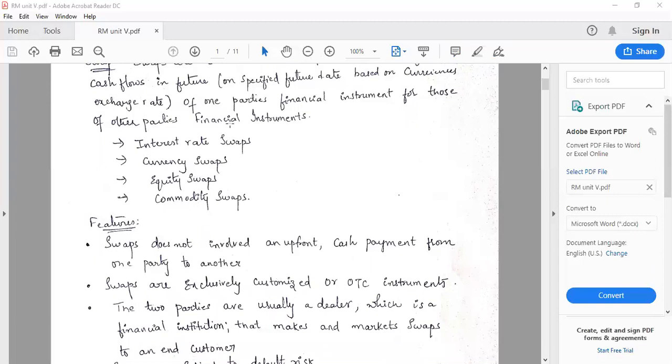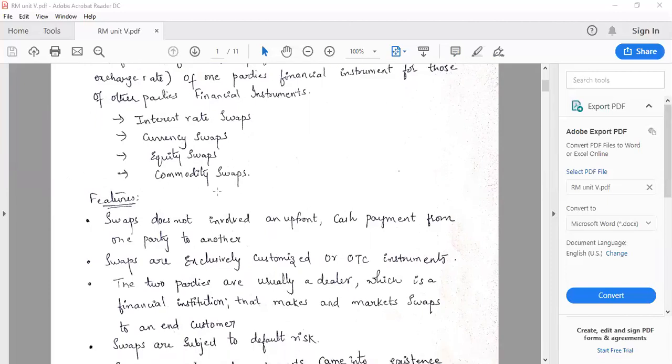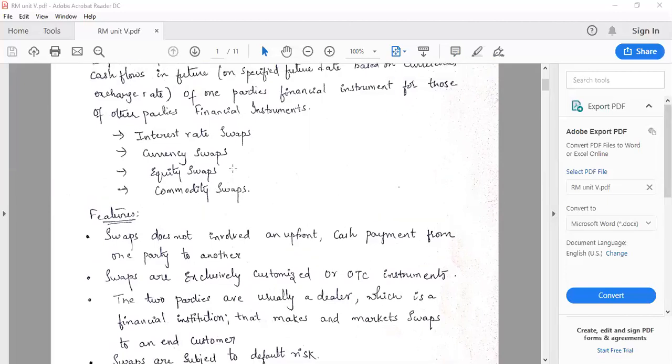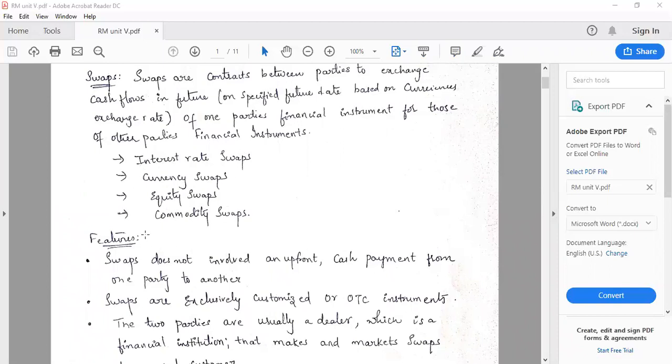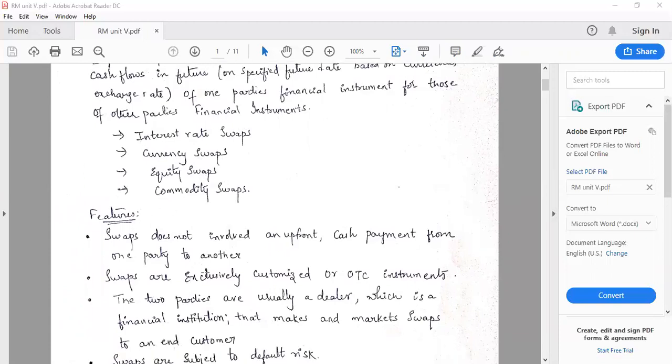Here, in the case of financial instruments, you can consider this also. If the financial instrument is interest rate, the interest rate of one party will be exchanged with that of the other party. Currencies of one party are exchanged with the other party, equities of one party are exchanged with the other party, and commodities of one party are exchanged with the other party. So we can consider the financial instruments as interest rates, currencies, equities and commodities. That's why we call these the types of swaps: interest rate swaps, currency swaps, equity swaps, and commodity swaps. Okay, these are all the types.